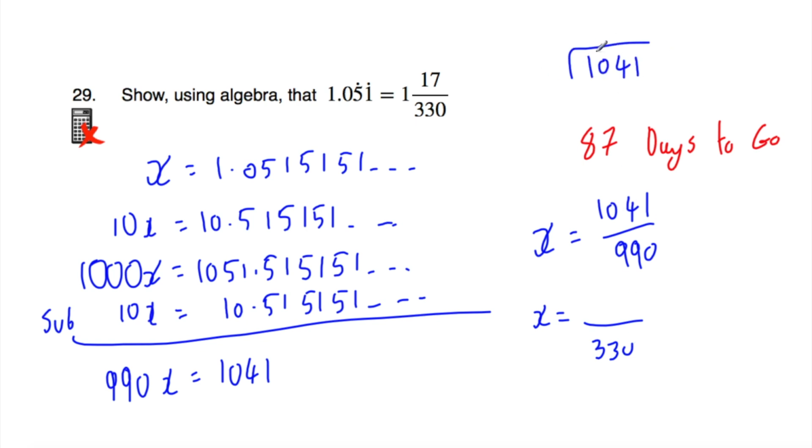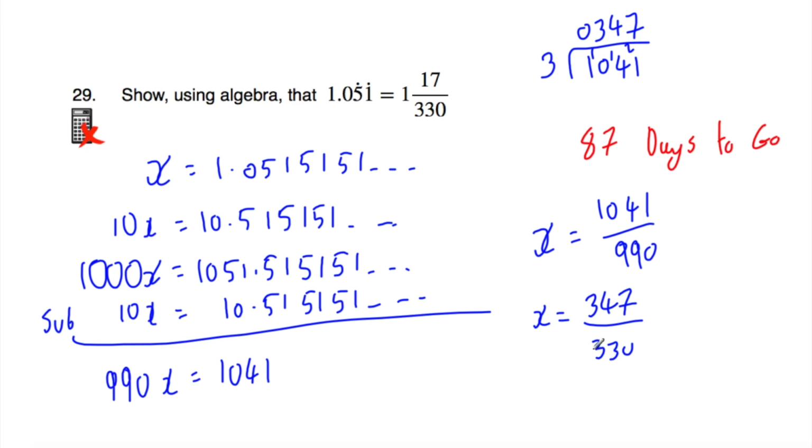It's a non-calculator question, so I'm going to have to do the bus shelter method. 3 into 1 doesn't go, remainder 1. 3 into 10 goes 3 times, remainder 1. 3 into 14 goes 4 times, remainder 2. And 3 into 21 goes 7 times. So it's going to be 347 over 330.